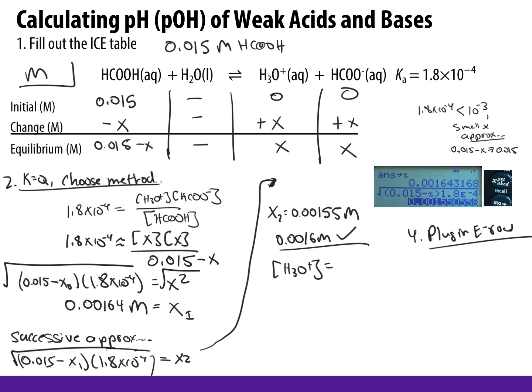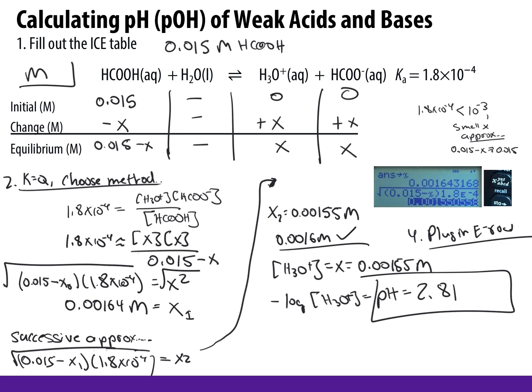So my H3O+ is equal to x, which is 0.00155 molar. And then I can take the negative log of H3O+ to get my pH, which is equal to 2.81. Now you might get slightly different answers depending on rounding, but about 2.81 for my pH. That makes sense because this is a weak acid, so the pH is lower than 7.